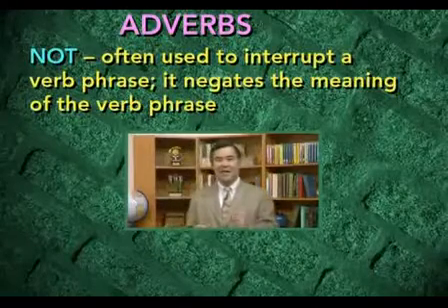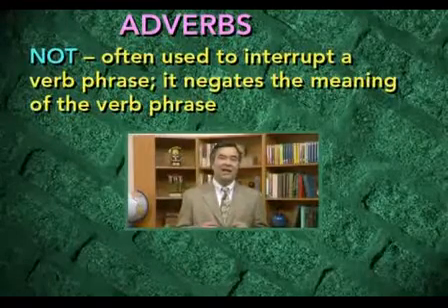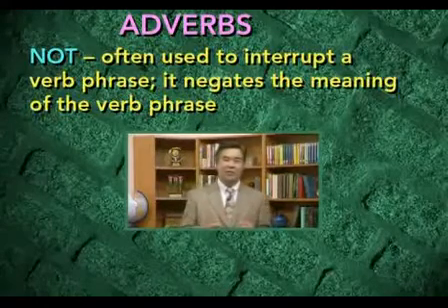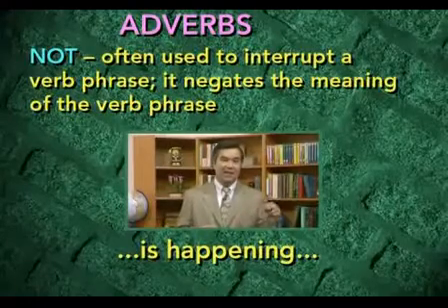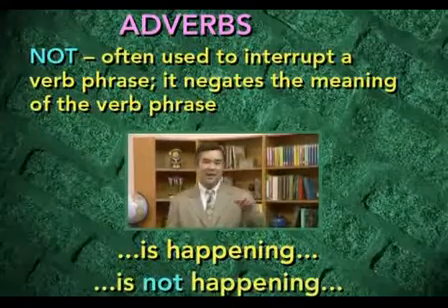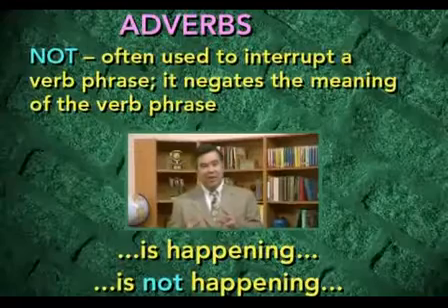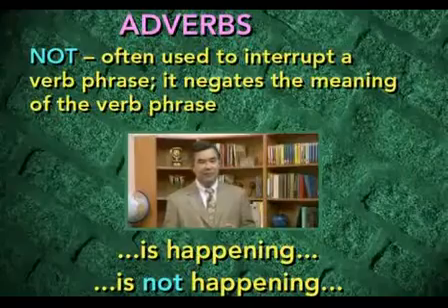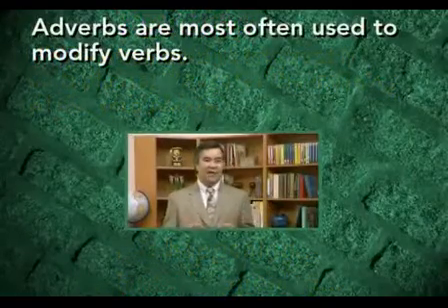And in fact, the way I just used the word not illustrates how the adverb not is used to interrupt a verb phrase. We could refer to something that is happening, and is happening is the verb phrase, or something that is not happening. And by inserting the adverb not in the middle of the verb phrase, we turn the phrase into a negative rather than a positive. Adverbs are most often used to modify verbs. They tell how the action occurred.